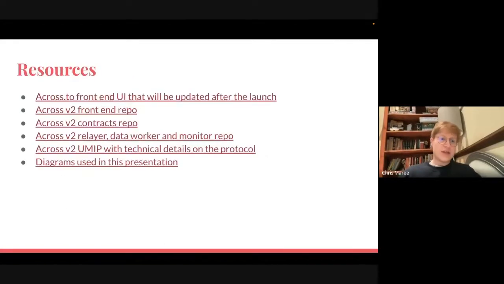I've got some more resources here if you want to dig into this. I'll obviously post the slides. And the main one that I would recommend looking at, if you haven't already, is the UMIP, which has a bunch more technical details on how the protocol actually operates and how everything fits together.